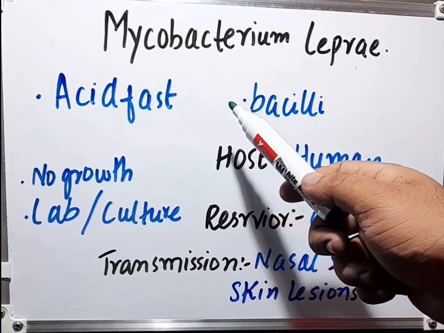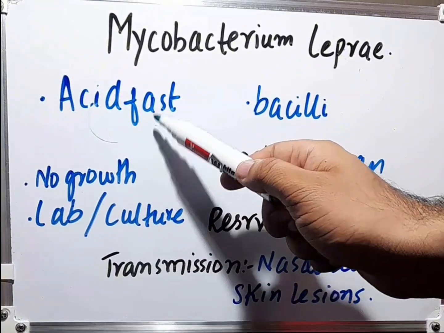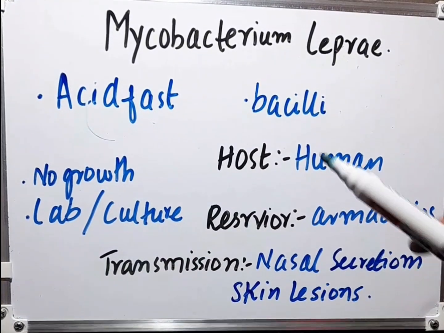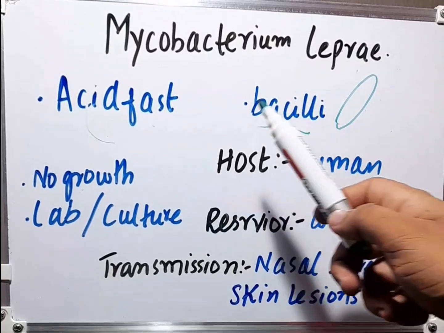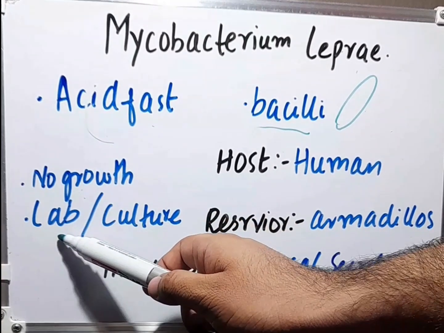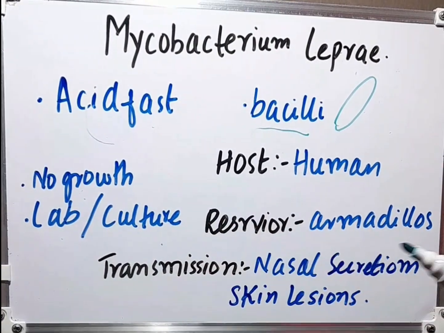Acid-fast bacilli are those bacteria which have mycolic acid in their cell wall. And these are bacilli shaped, meaning rod-shaped bacteria. These bacteria cannot be grown or cultured in laboratories.